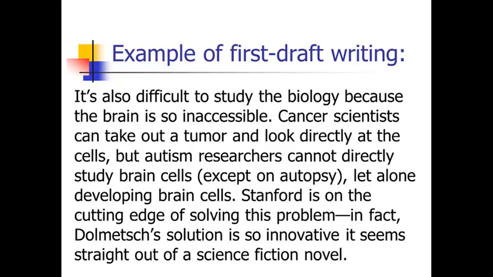So it says, it's also difficult to study the biology because the brain is so inaccessible. Notice the "it is" that I've started with. I've told you not to use "it is" or "there is." Cancer scientists can take out a tumor and look directly at the cells, but autism researchers cannot directly study brain cells except on autopsy, let alone developing brain cells. Stanford is on the cutting edge of solving this problem. In fact, Dolmetsch's solution is so innovative it seems straight out of a science fiction novel. I got that little cute thing about the science fiction novel in the end.